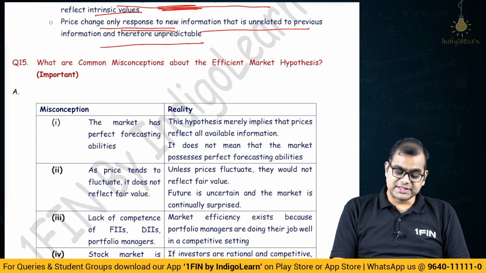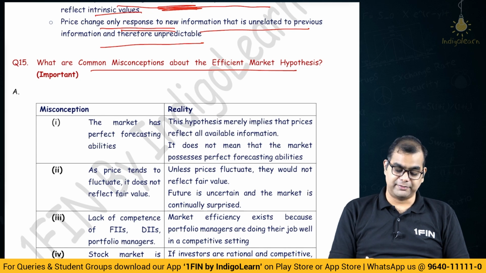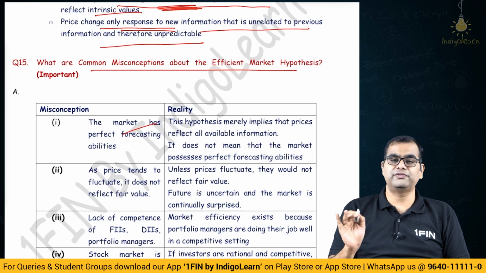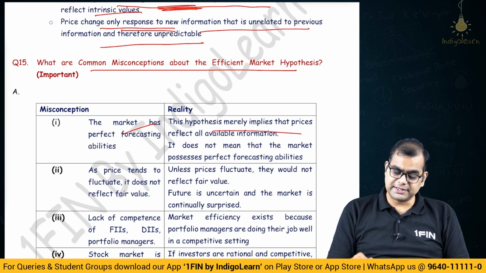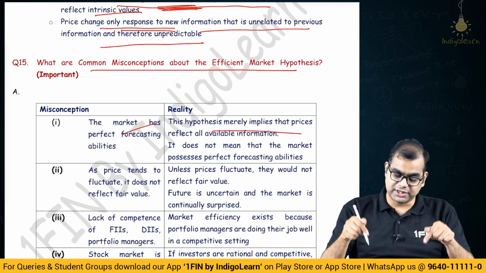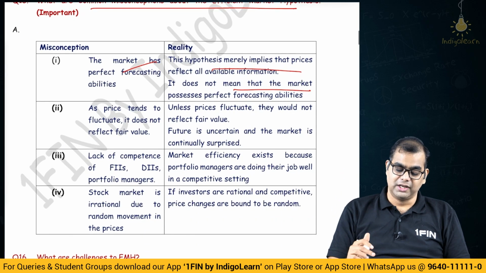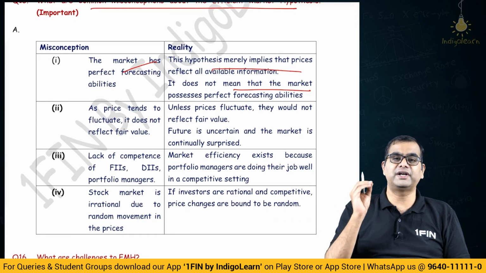Then what are the misconceptions of the efficient market hypothesis? This is a good point we discussed. Market has perfect forecasting abilities. No, because it is efficient does not mean you can forecast. The hypothesis merely implies that prices reflect all available information at that point of time. It does not mean that one can perfectly predict the future.